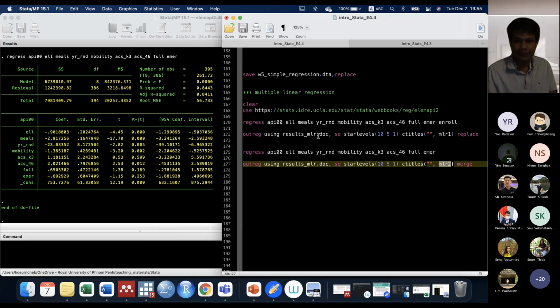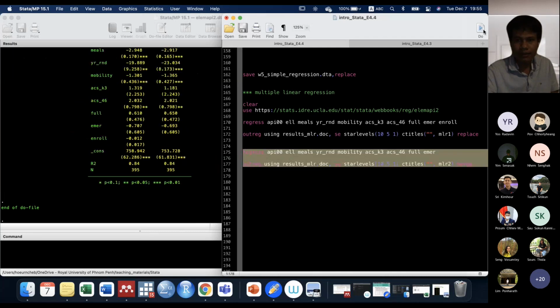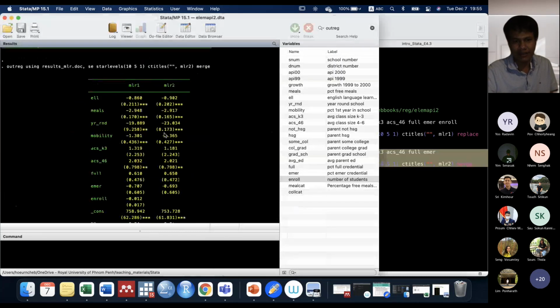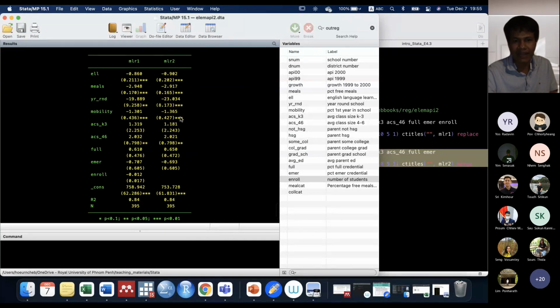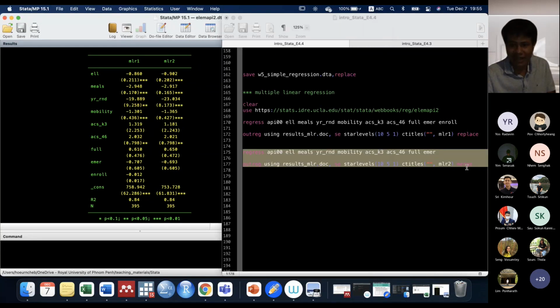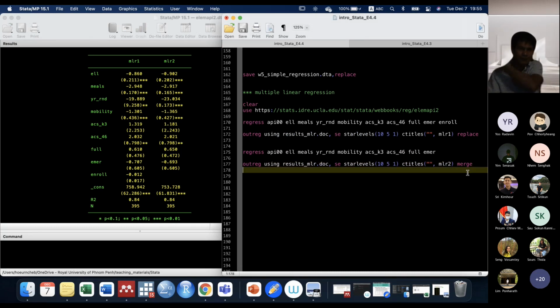Following me, guys? If you run the regression in this outreg, bang, you got it. MLR1 result, MLR2 result. And if you look at the table, the difference here is that MLR2 does not have the enroll variable. Don't forget, class, not replace, delete replace, and put merge. Otherwise, you will not obtain the full column.